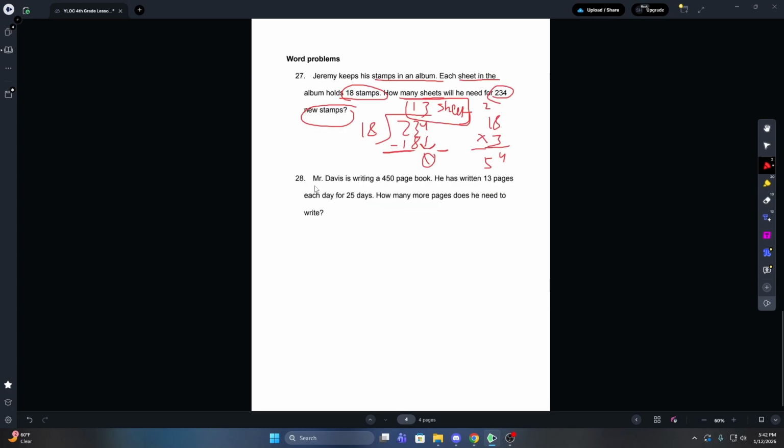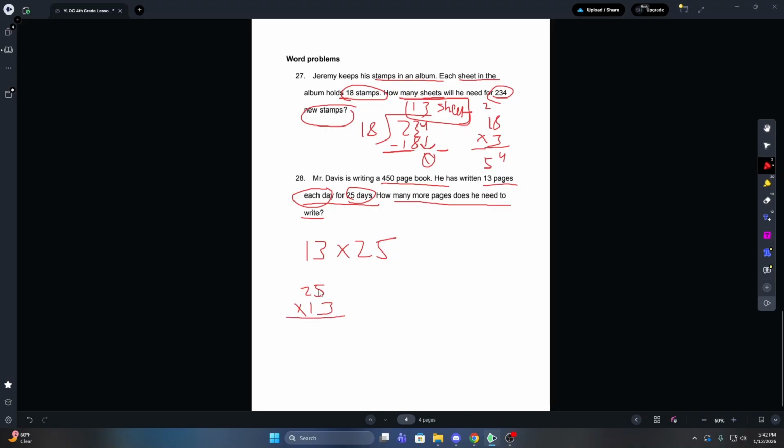Alright, last question. Mr. Davis is writing a 450-page book. He has written 13 pages each day for 25 days. How many more pages does he need to write? So here, we actually don't need to do any division. We're going to take a step back and go back to multiplication. If we know that there are 13 pages being written every day for 25 days, we do this math, right? And let me set it up more appropriately.